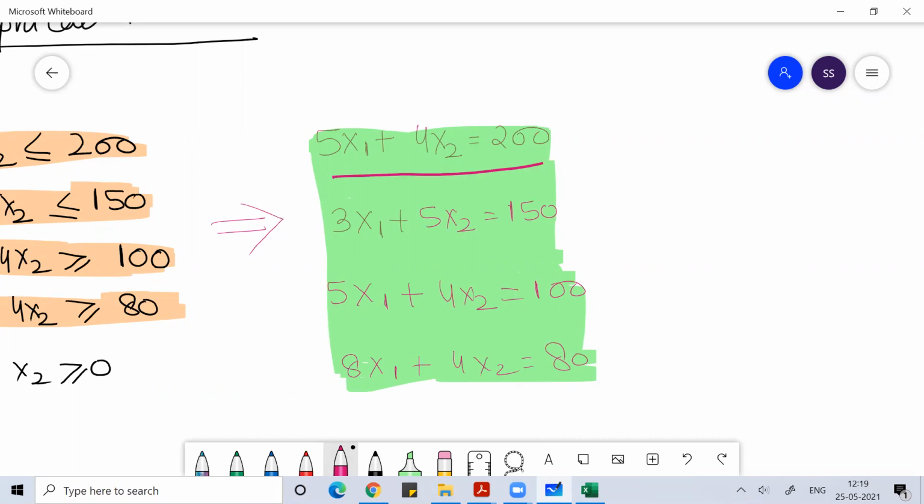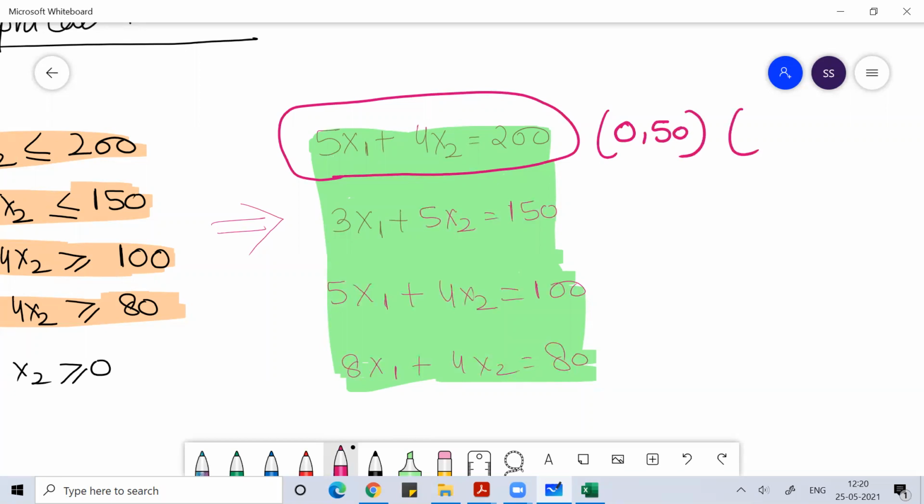See, understand the solution of this equation. The solution for this equation will be infinite solutions. So you don't need to figure out the infinite solutions. You just need two solutions. So possibly if they are integers, if x1 is 0, then x2 would be equal to 50. And if you put x2 equal to 0, then x1 will be equal to 40.